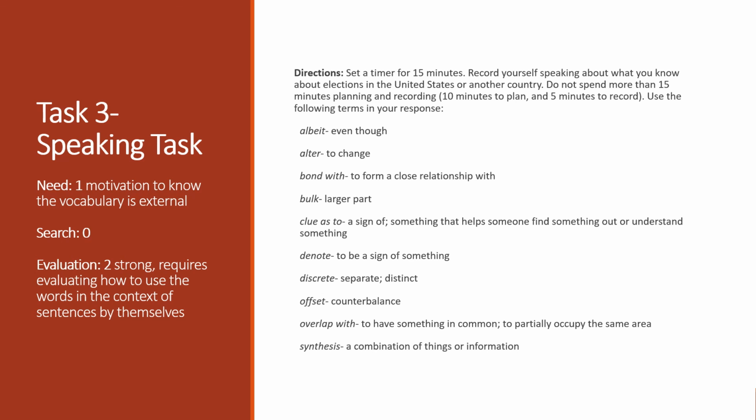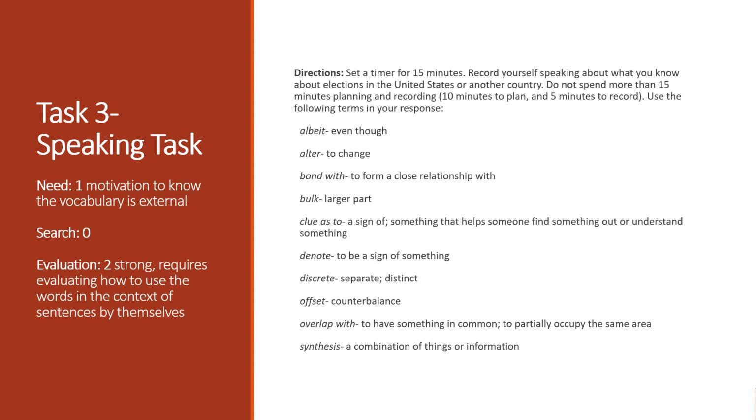The students in the third group did a speaking task. So the directions were to set a timer for 15 minutes, record yourself speaking about what you know about elections in the United States or another country, and do not spend more than 15 minutes planning and recording, 10 minutes to plan and 5 minutes to record, and use the following terms in your response. And they're given all the terms with the definition.